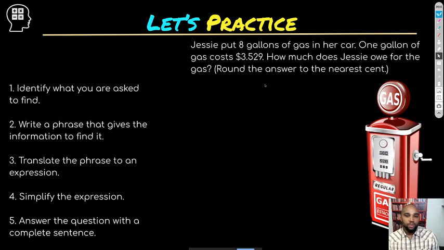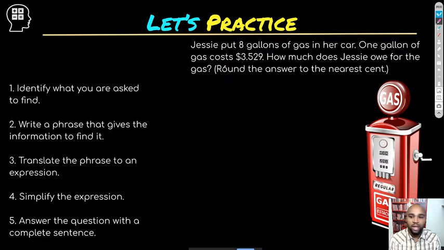All right, what about this one? Jesse put 8 gallons of gas in her car. 1 gallon of gas costs $3.529. How much does Jesse owe for gas? And we're going to round to the nearest cent. So what are we going to do first of all? If it's for 1 gallon, it's this much. We've got 8 gallons. Hopefully you're thinking, let's multiply.